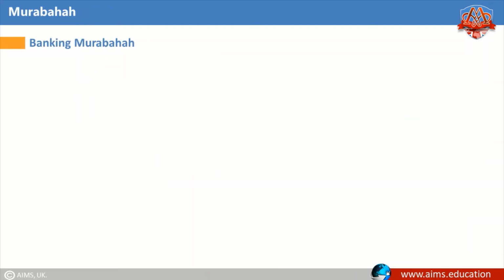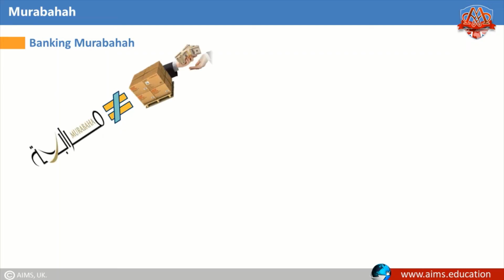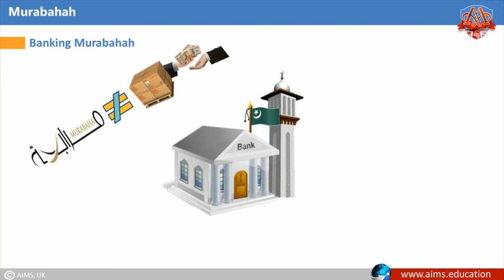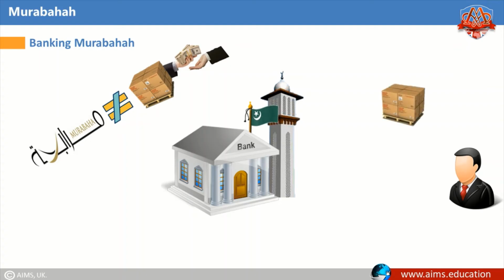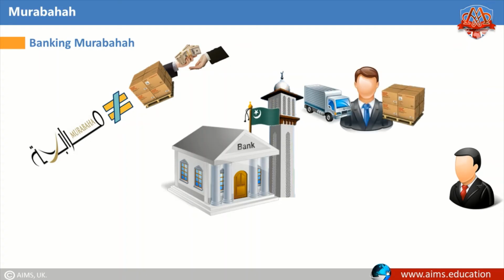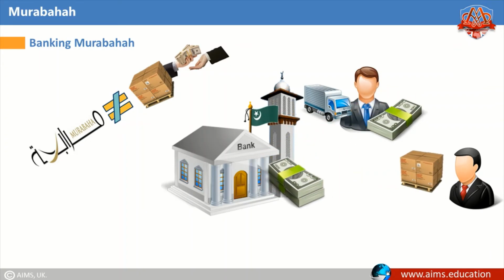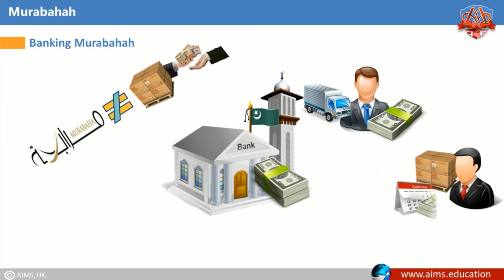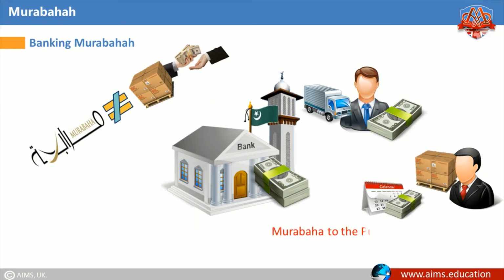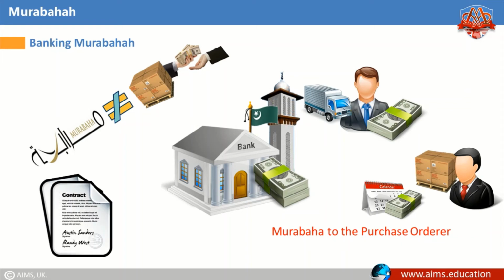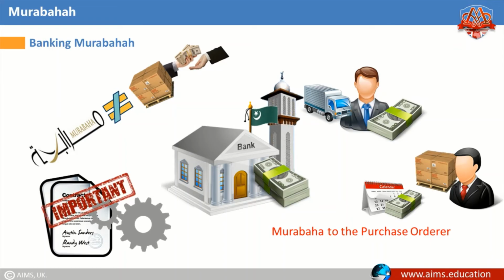Banking Murabaha. It is something different from the Murabaha used in normal trade. The institution, upon the request of the customer, purchases an asset from a supplier or vendor and resells the same to the customer, either against immediate or on deferred payment, and it is called Murabaha to the purchase orderer. It is a bunch of contracts completed in steps, and their sequence of execution is extremely important.